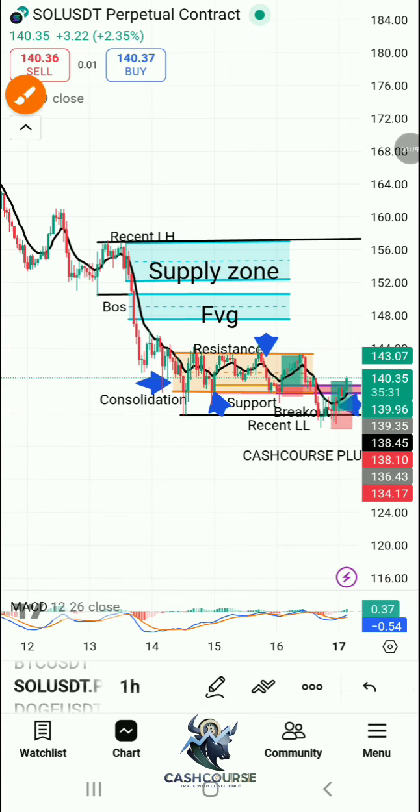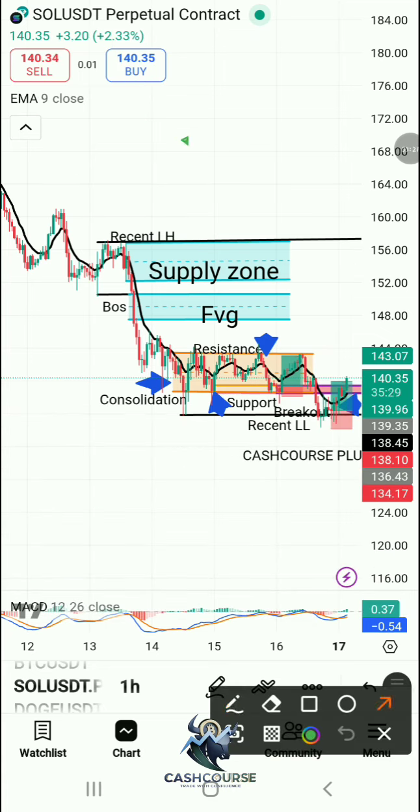Now, this is our lower high. This is our supply zone. This is our fair value gap. We all know what a fair value gap is by now. We've been talking about fair value gap since we started this daily tutorial and trade ideas.